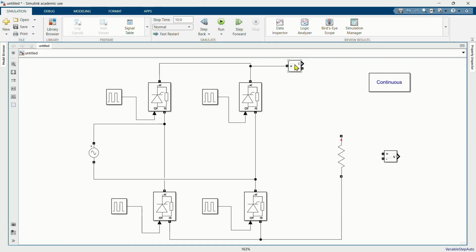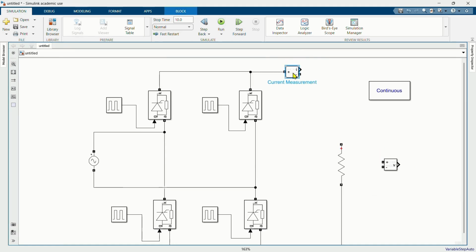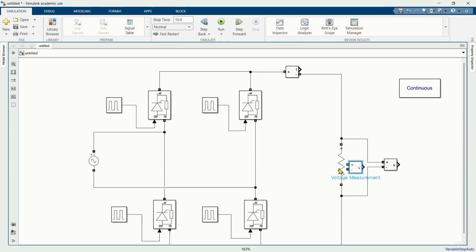Connect the voltage measurement blocks across both the load and the AC source to monitor input and output voltages. Then, connect these measurement blocks to the scope to observe the rectified output waveform.